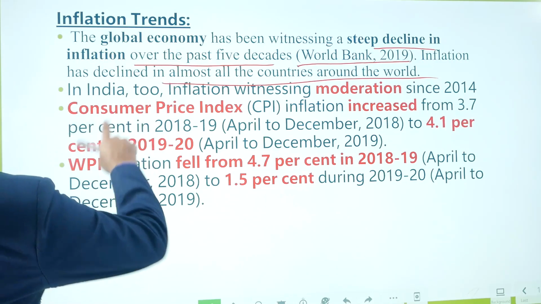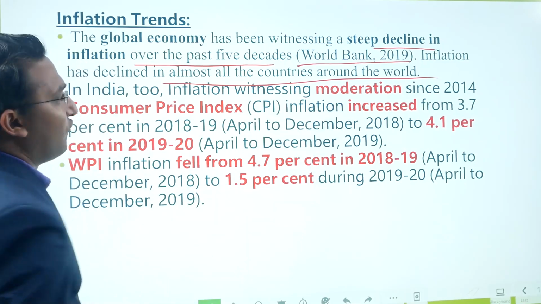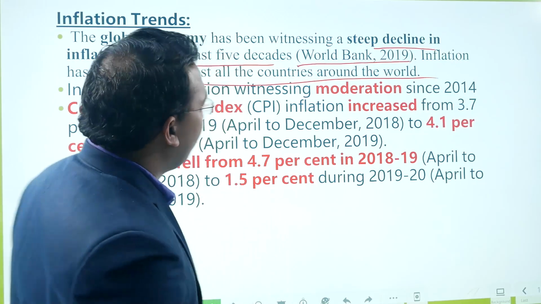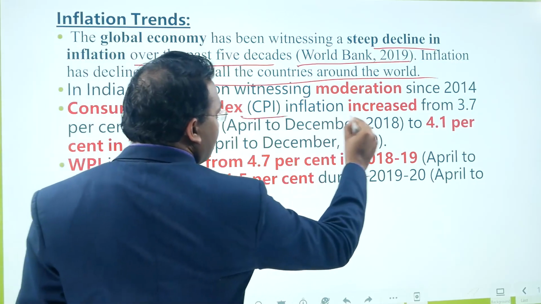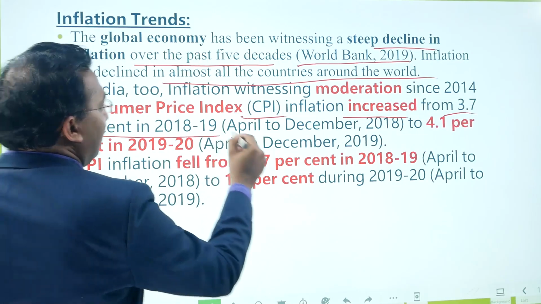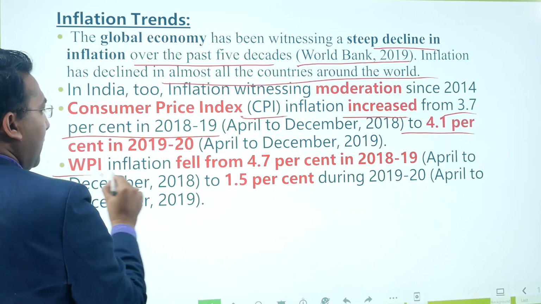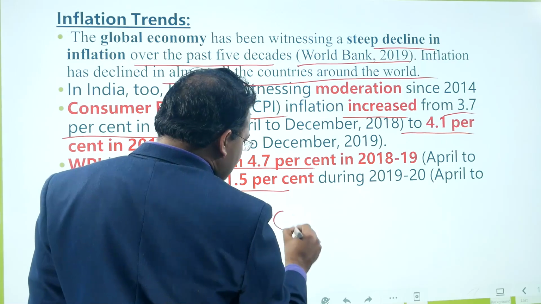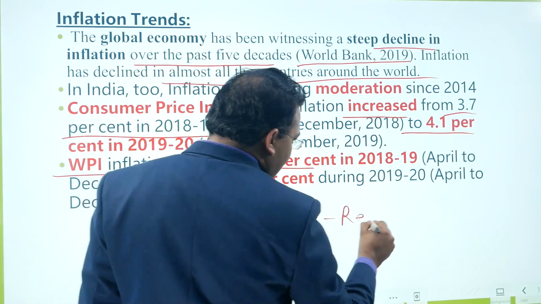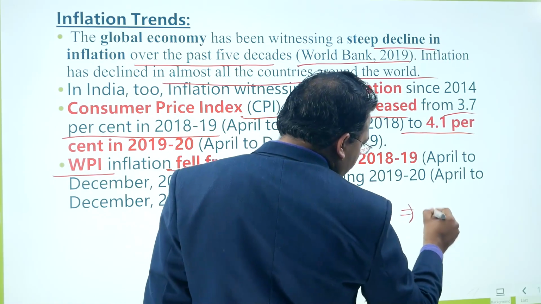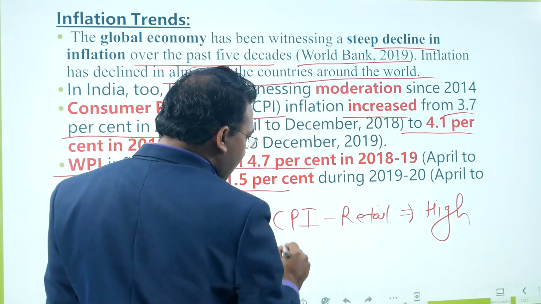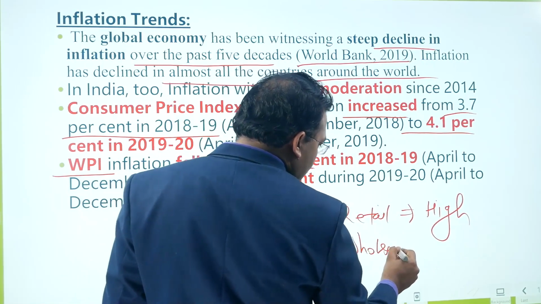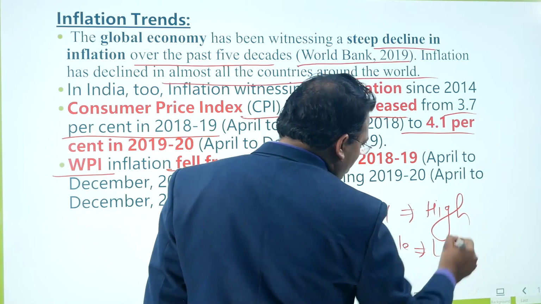In India too, inflation has been witnessing moderation since 2014. The CPI inflation has increased from 3.7% in 2018-19 to 4.1%, and WPI inflation has decreased from 4.5 to 1.5. So the point is, CPI or retail inflation is high, and WPI or wholesale inflation is comparatively low.